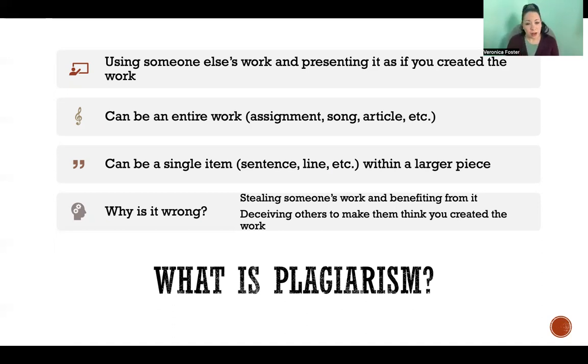So why is it wrong? Well, it's stealing to begin with. So it's stealing someone else's work to benefit from it. Whether the benefit is that you submit an assignment that you didn't spend the time writing, or you submit it for publication when it wasn't yours. So you're stealing it and benefiting from it in some way, and you're deceiving others to make them think that it was your original work that you created when in fact it was someone else's work.